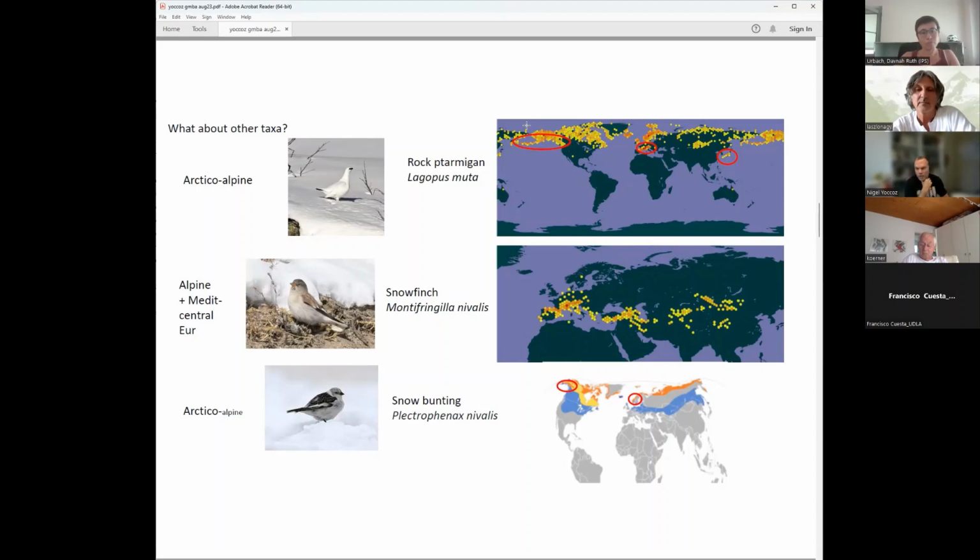But then you start to have species that are properly alpine, like, for example, the snowfinch, that you get only in the Alps. You never get snowfinch in the Arctic. On the contrary, you have the snow bunting. These two species look a bit the same. That's why I put both of them on this figure. And the snow bunting is mostly an Arctic species. You have it in the Scandinavian mountains and also a bit in the mountains in Alaska, but it doesn't go further south. So you have really this dominance of the Arctic.